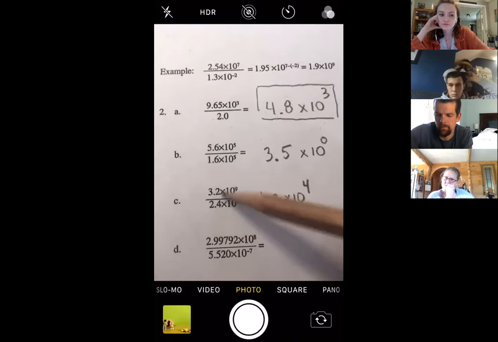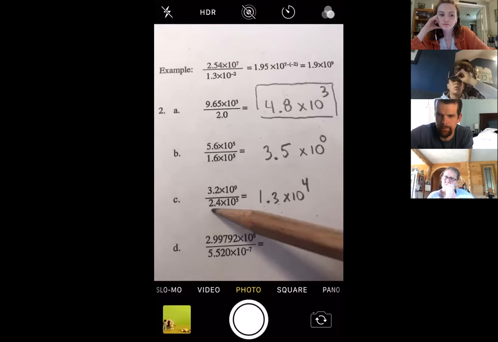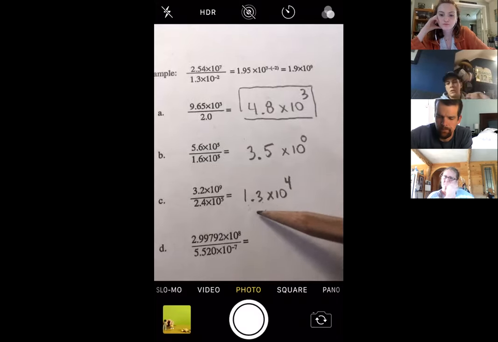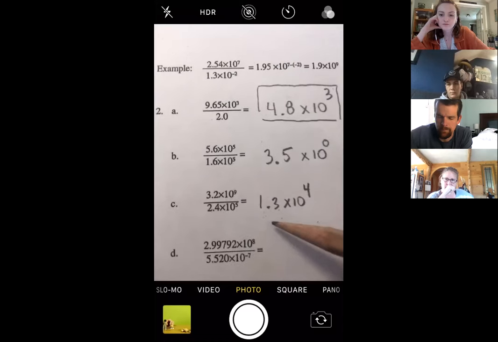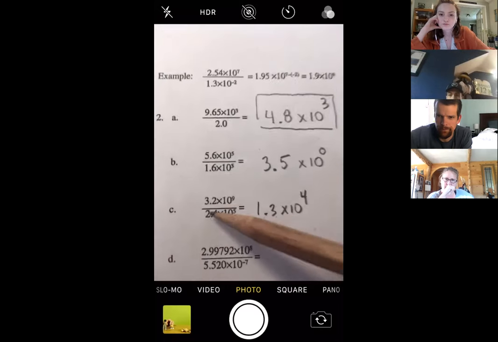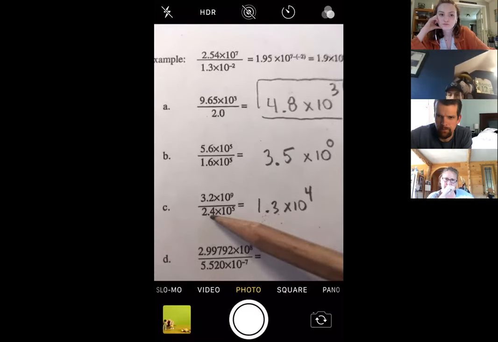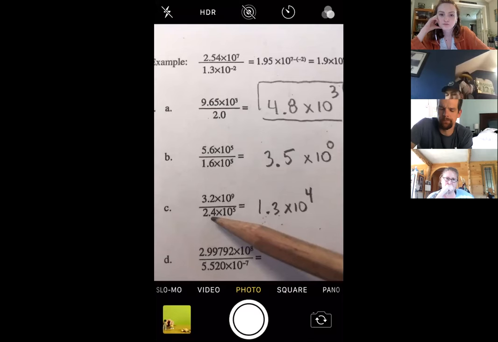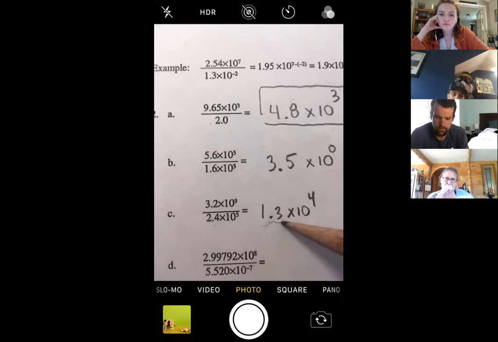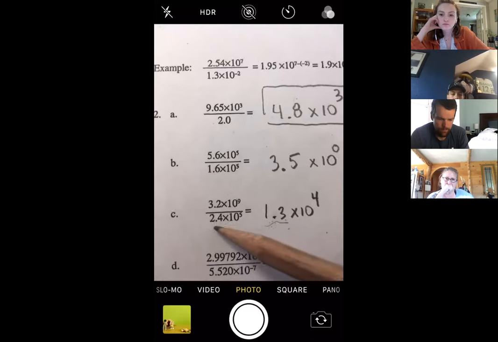Two. How many does the bottom have? Two. Exactly. And how many did you keep in your answer? Two. You did right. You kept the same number of sig figs coming out as you had going into your problem. In computer science, they have a phrase for this, and it goes, garbage in equals garbage out. The quality of your output is limited by the quality of the input.